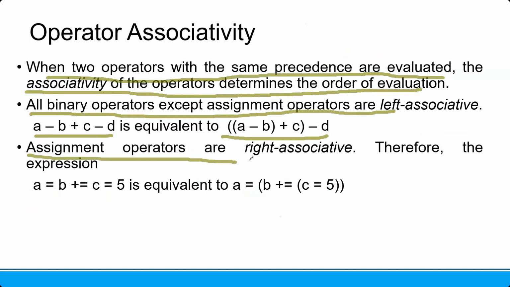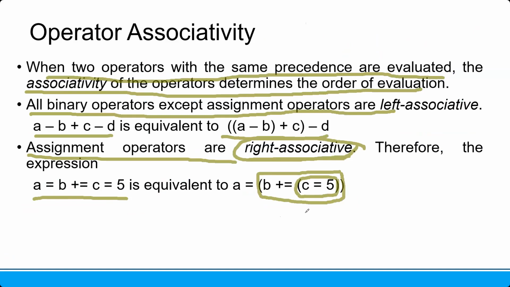Assignment operators are right associative. Right associative means we consider the right section. For example, like this one: A = B += C = 5. What does it mean? Then we will do it from the right. From the right means this one first. And then after we finish with this one, we will do this one. And then the result of this one will be the value of it.